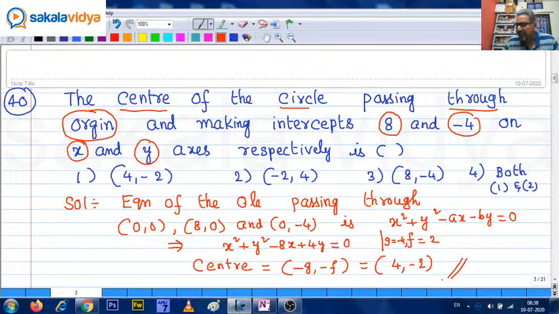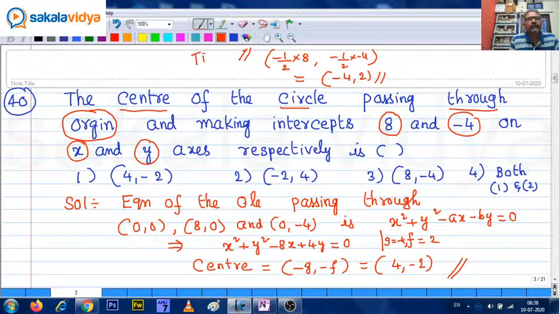So instead of doing this lengthy method, there is a very simple way. This is half of 8, that means minus half into 8 write down, comma minus half into minus 4 write down. This equals to minus 4 comma 2. That's all. It's a tip. The center we can find out directly. Sometimes you may be asked to find the equation of the circle, then you need to apply this formula.